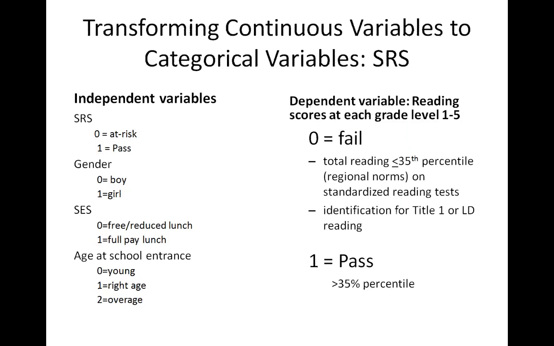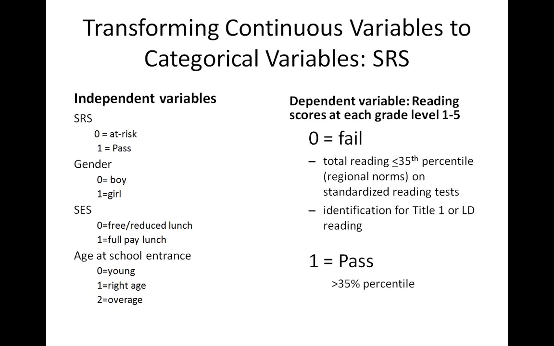Let me talk about when you want to look at something a bit more complex, and that was, what are the odds of a kindergarten child failing in reading, going across grades 1 through 5, given that he either passed or failed the SRS, that he is a boy, that the kids are low income compared to full pay, and whether the age of school entrance made a difference. 0 were young for age, 1 were the kids who fit the right age, and 2 were over age, either had been retained or had been kept back from entering.